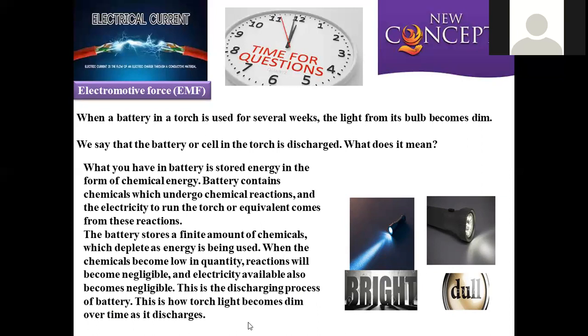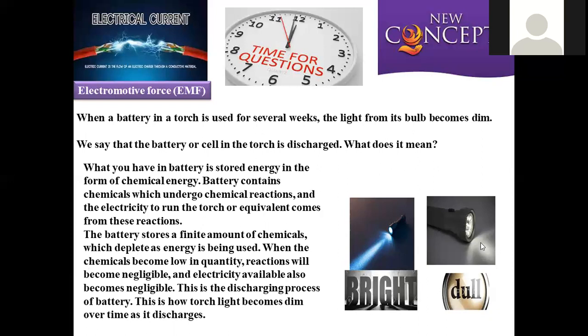This is how the torch light becomes dim over time and is completely discharged. Further switching on, even illumination may not be possible because the complete reactants got converted into products. At that instance, there is no feasibility for operating that chemical reaction. As long as the chemical reaction is carried out, reactants are converted to products, and at the same time energy liberation is possible. If all the reactants are converted into product, there is no starting material to generate the electricity.